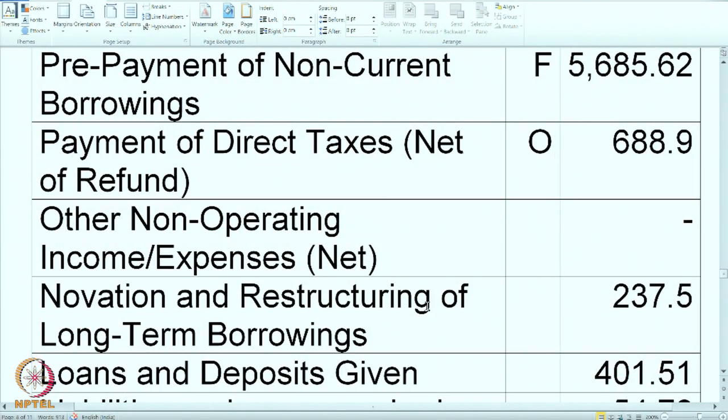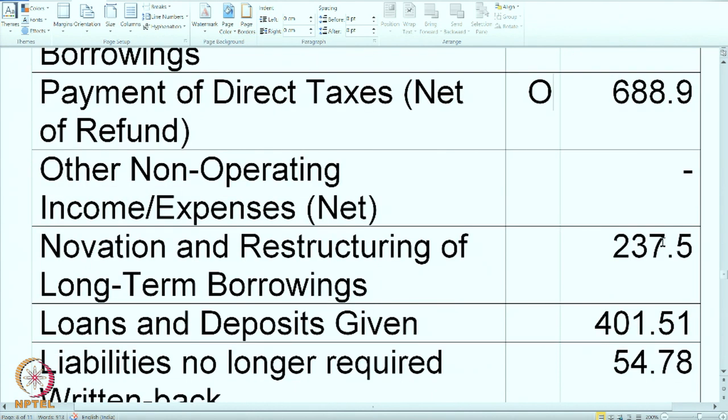Non-operating income or expenses. Where will it go? Since it is non-operating, many times we feel that it may not be O, but since it is income or expense, it should be treated as O. Right now, since it is dash, we can ignore it.